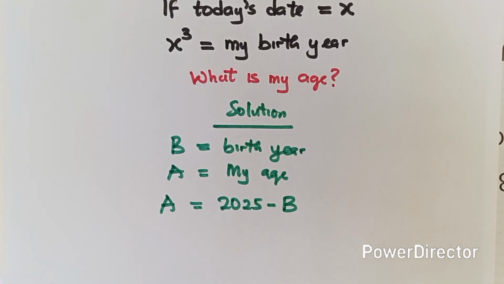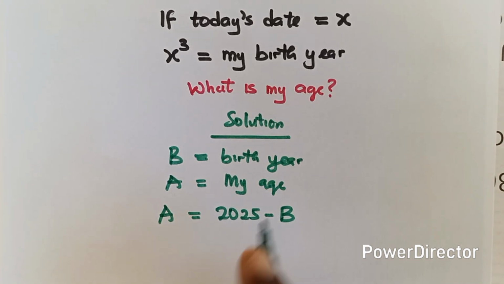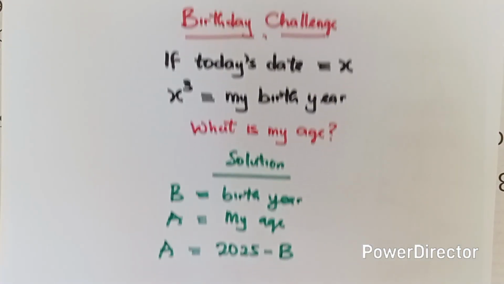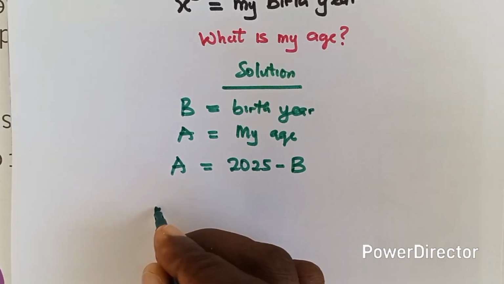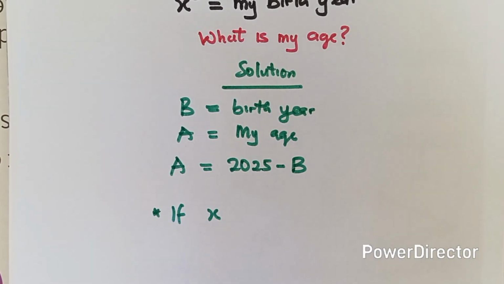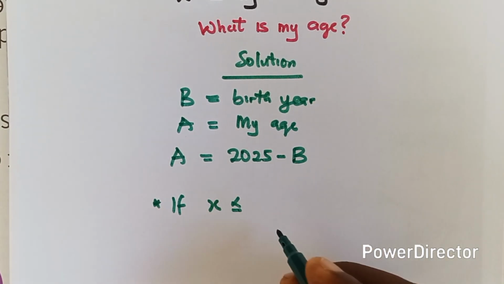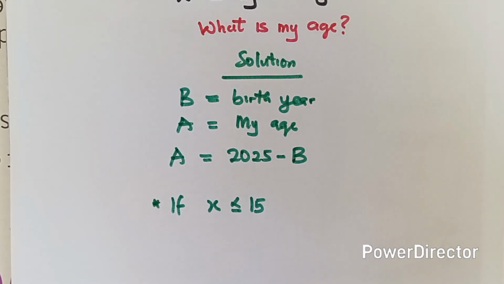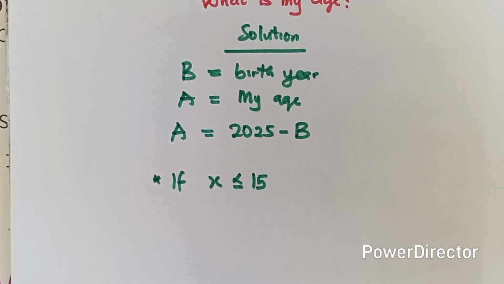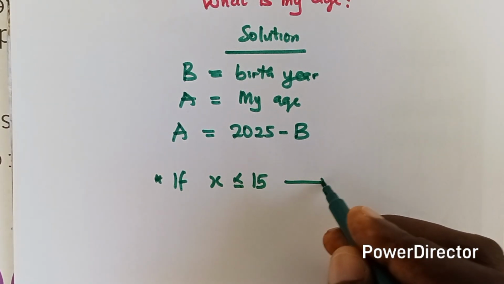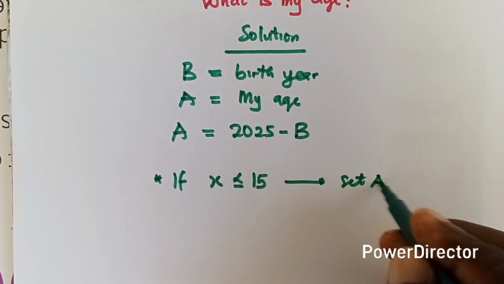Now I will give you clues so that no matter what day someone sees the post, they can still find my birth year and my age. I posted it about 6 days ago, but I want it to work whichever day you see it. Don't forget that today's date from the question is X. If the day you see the post, X, is less than or equal to the 15th of the month, so between day 1 and 15, I'm going to give you this set of clues. I will call it set A.